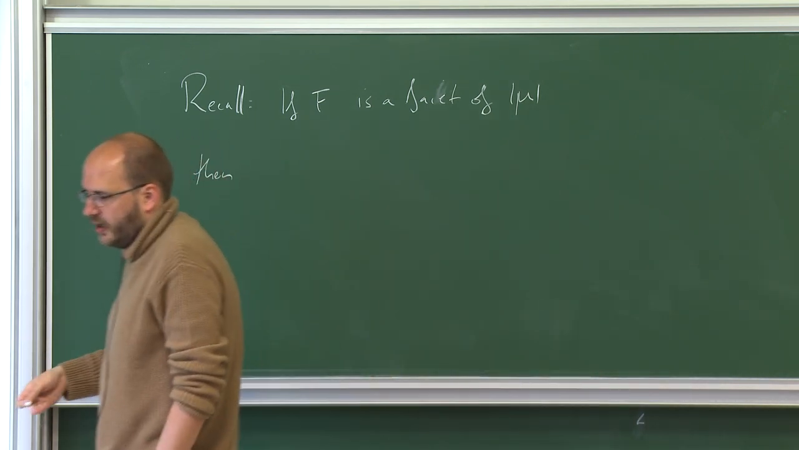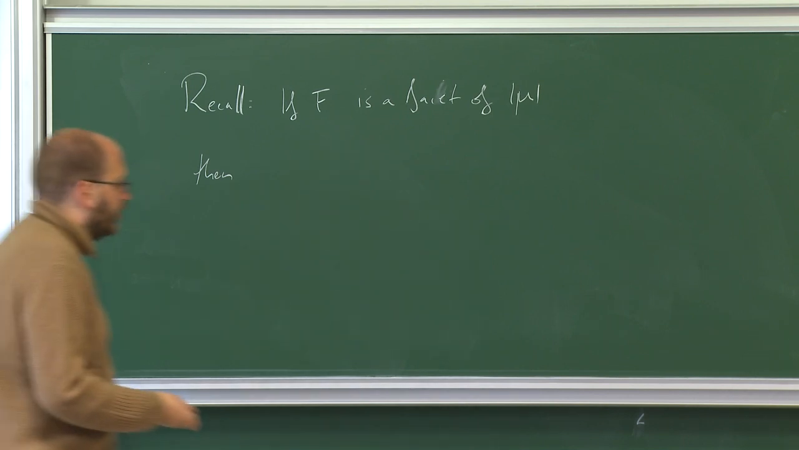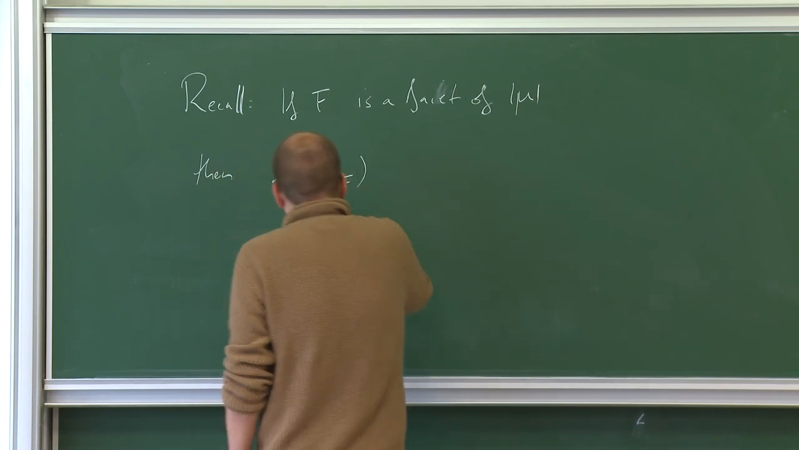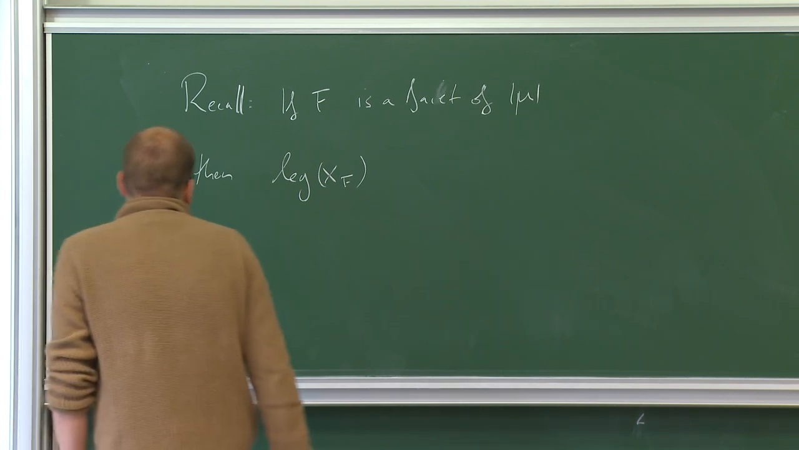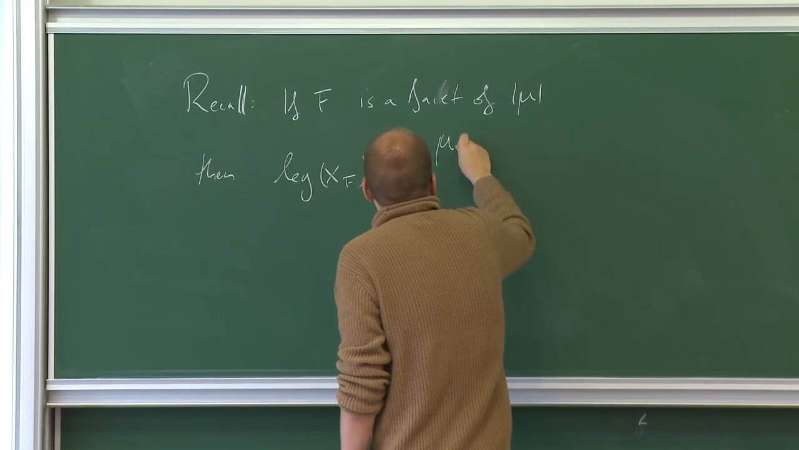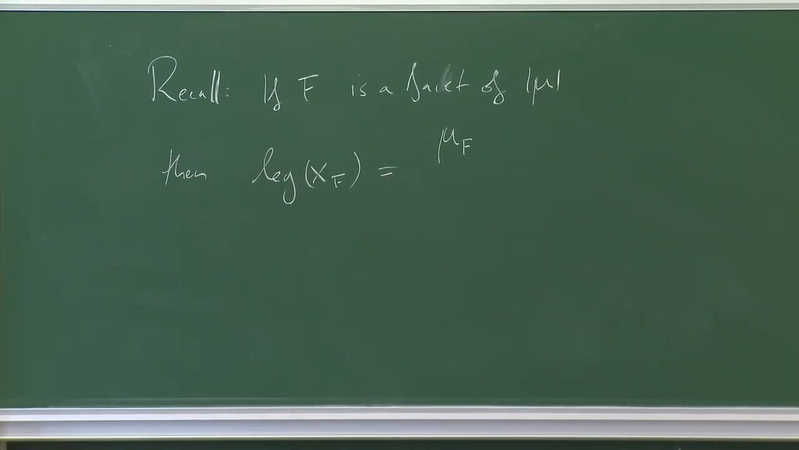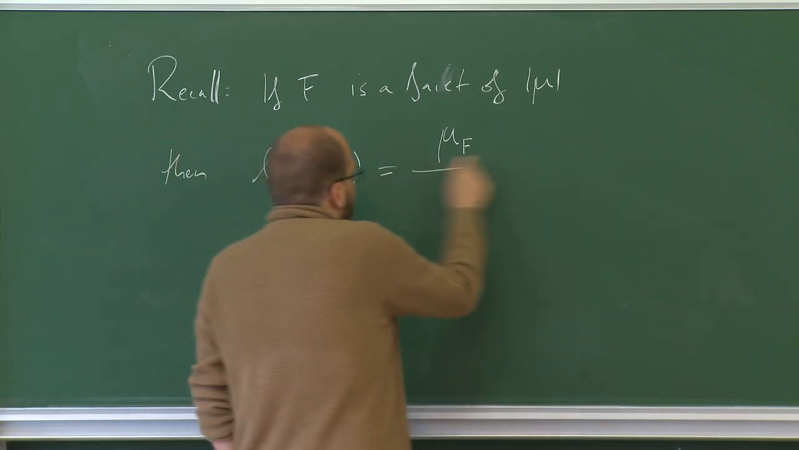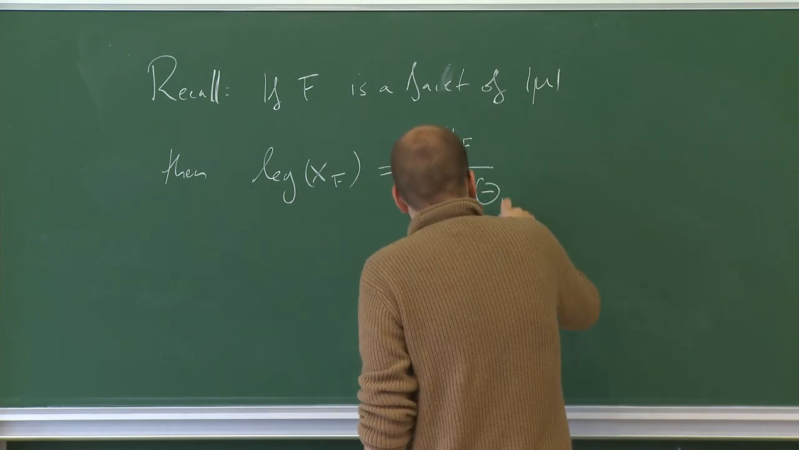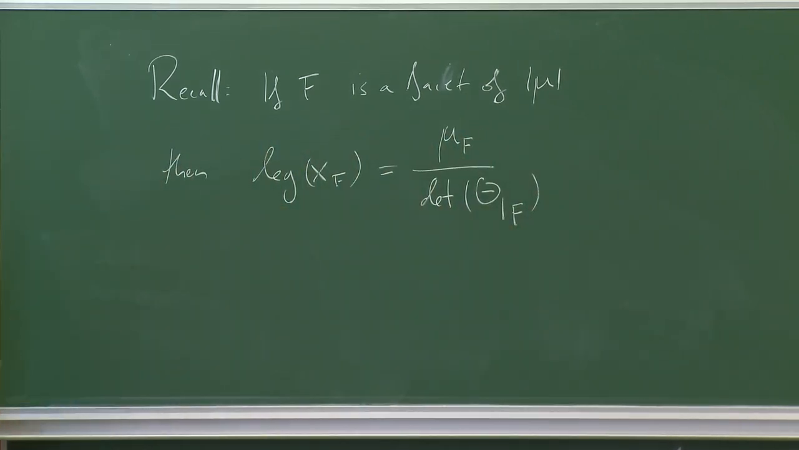the degree function is only defined up to a multiple, but what I can do is choose one that is somewhat canonical, and here's my choice. The degree of XF, of this monomial of the maximal dimension, is equal to, I take mu, so this is a simplicial cycle, I take the oriented coefficient with respect to F, I consider my vertices ordered in some arbitrary way, and I divide this by the determinant of this matrix theta restricted to F. That's an identity I need.